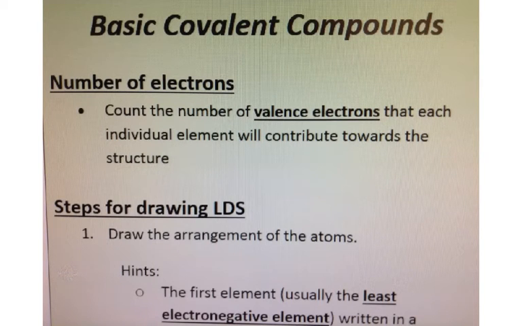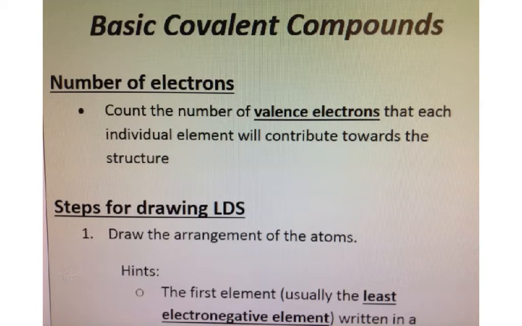All right, tonight what we're going to be talking about is how to draw basic covalent compounds. And if you remember from before, covalent compounds are when you share electrons. So what we're going to do is show compounds that actually have to share the electrons in order to get their octet, as opposed to giving and taking of them like ionic compounds do.